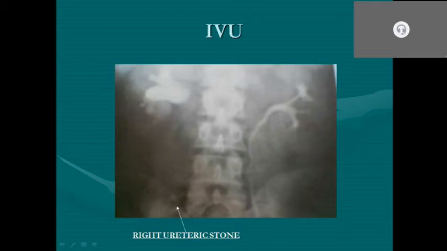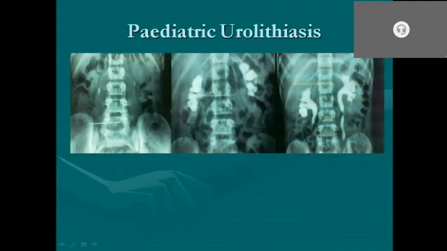On the right side, because there is a stone here and there is obstruction to the flow of urine, the urine has accumulated and the pelvicalyceal system is dilated. As you can see, there is normal cupping, which has been blunted here because of obstruction and accumulation of urine.